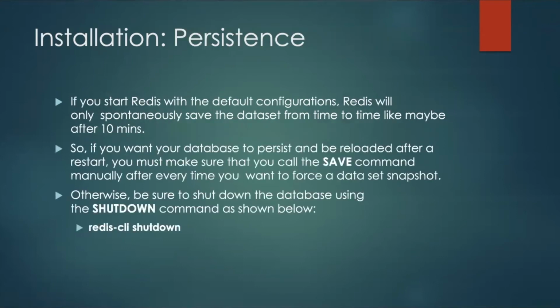Installation: persistence. If you use Redis with the default configurations, Redis will only save after you've made huge changes or after a certain amount of time, like maybe 10 minutes. So if you want your database to persist, you need to use the save command manually every time you want to save your data set, which would then force a data set snapshot. Or you can just make sure to call the shutdown command when you're done. And the command is as shown below, redis-cli and then shutdown.